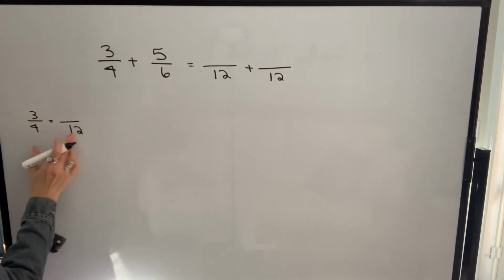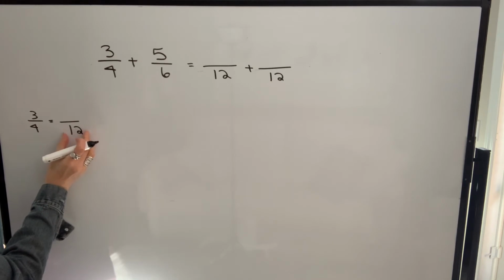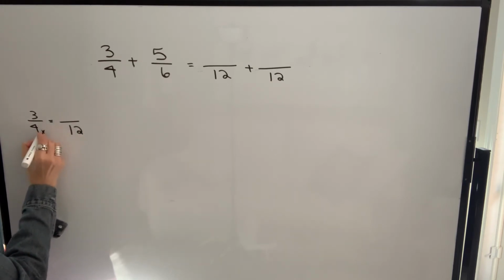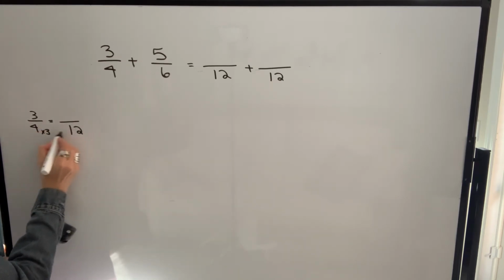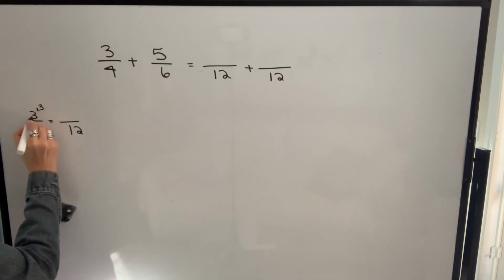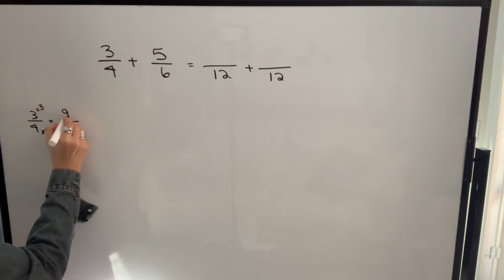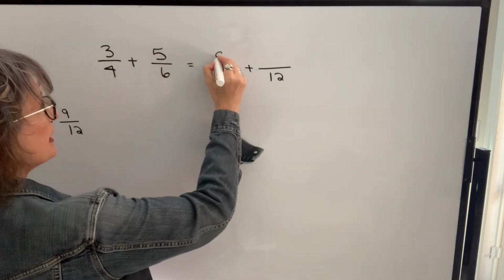In order to get an equivalent fraction with 12 as the denominator, I multiply by 3. 4 times 3 is 12. Whatever I multiply the denominator by, I multiply the numerator by the same thing. So 3 times 3 is 9. So 3/4 is the same as 9/12.